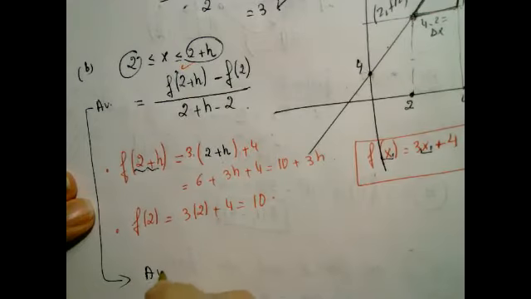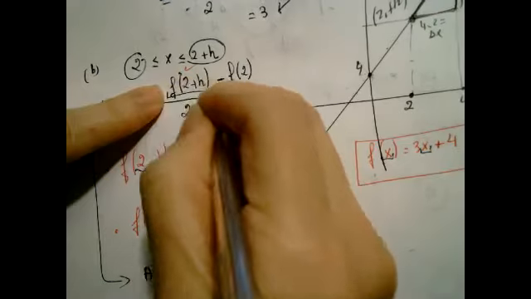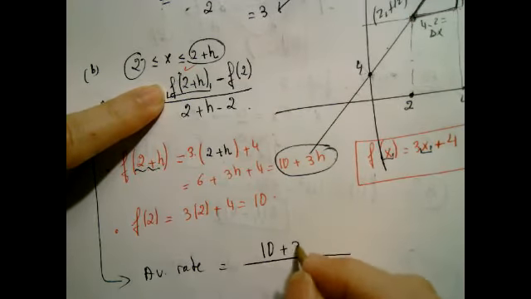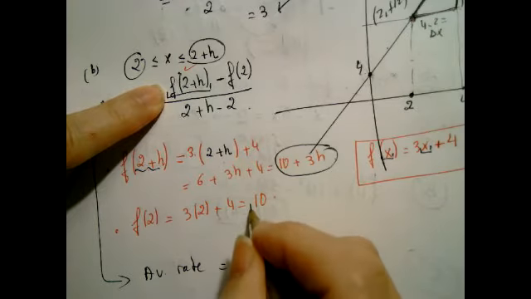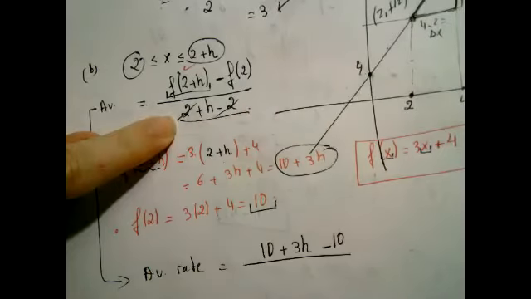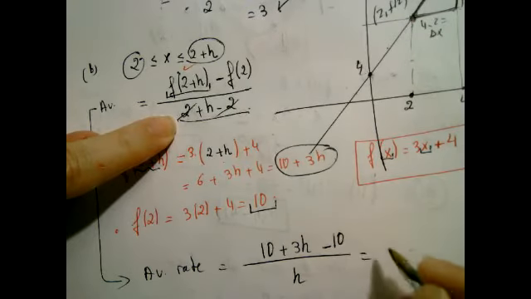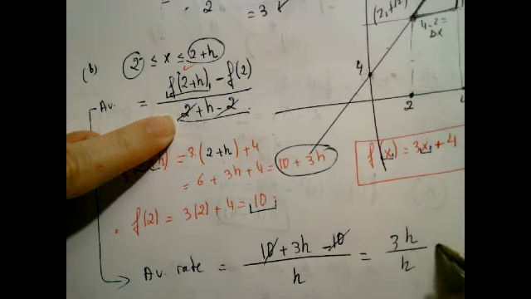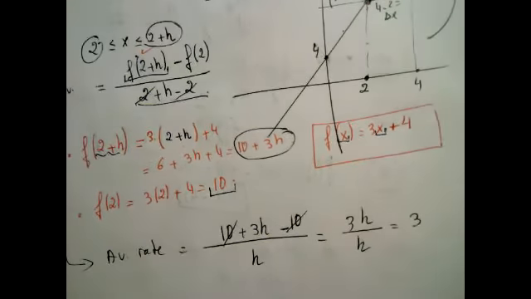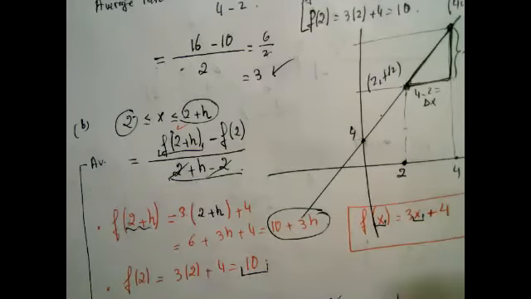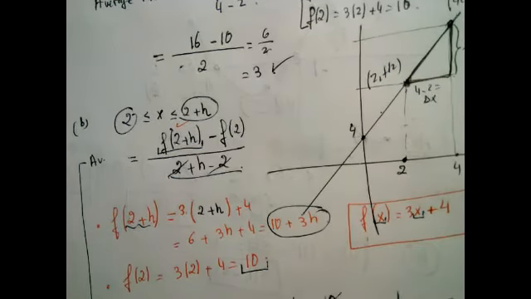So what's the average rate? F of 2 plus h, I found it to be 10 plus 3h. 10 plus 3h minus f of 2, it's 10, over 2 plus h minus 2. Those simplify, I will be left with h in the denominator, and minus 10 plus 10 in the numerator. So I will have 3h over h, which is equal to 3, which is the slope because this is a linear function. And the average rate is nothing more than the slope, which is equal to 3.